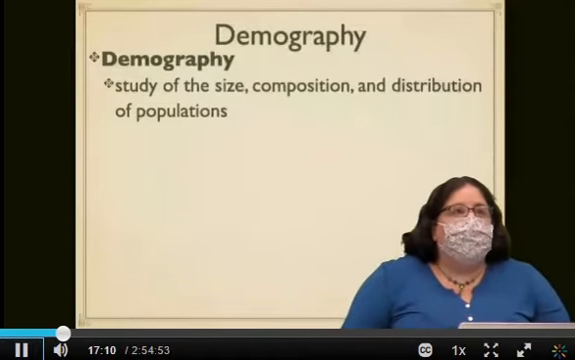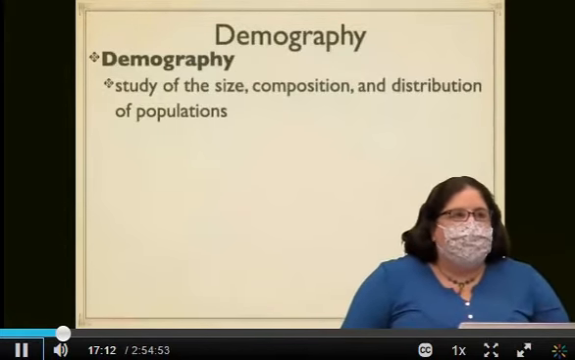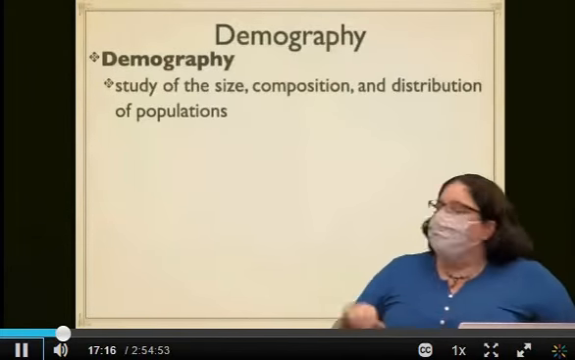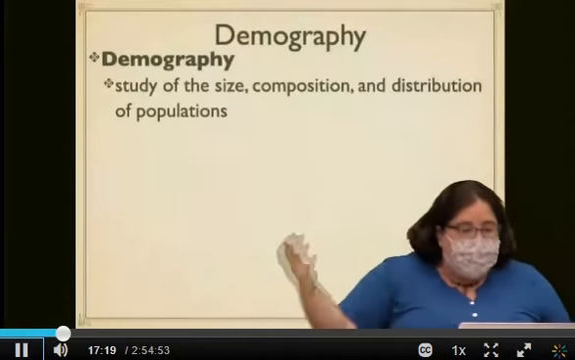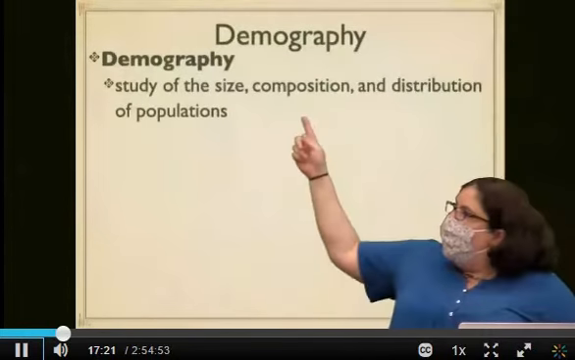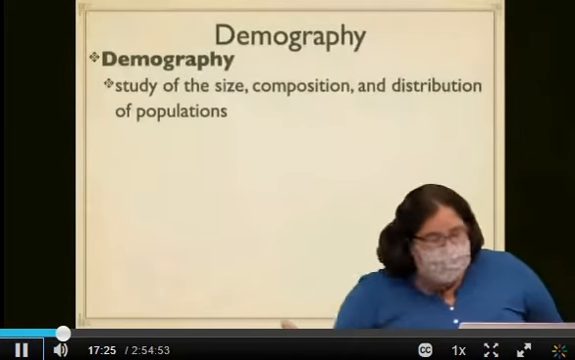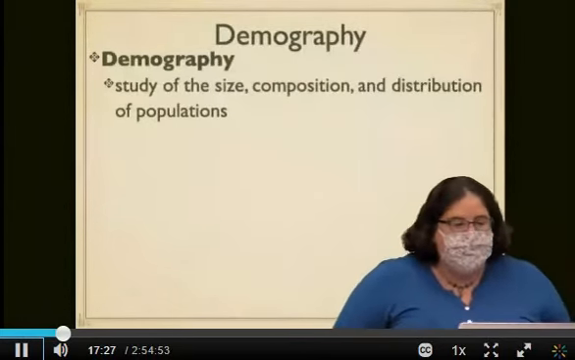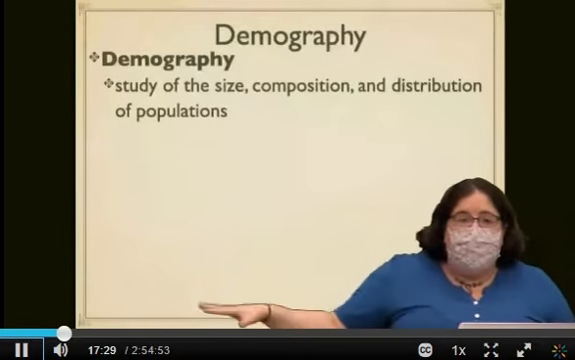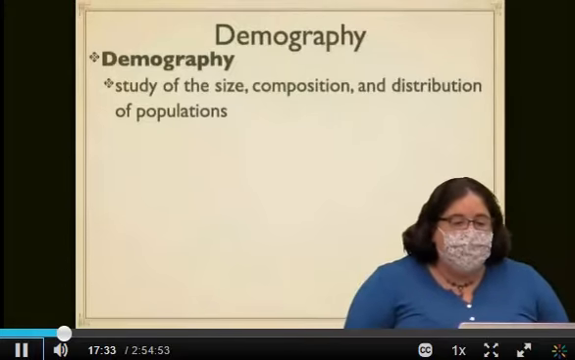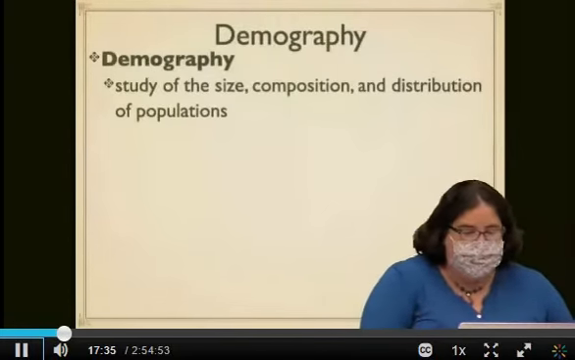So the easiest example would probably be the American population, the population of people in the United States. If you're studying how many there are, or what the composition is, the racial composition, the ethnic composition, the economic composition, the gender composition, and the distribution, like where everybody is, any of those characteristics are demographic characteristics.